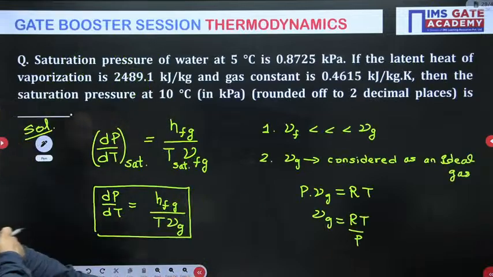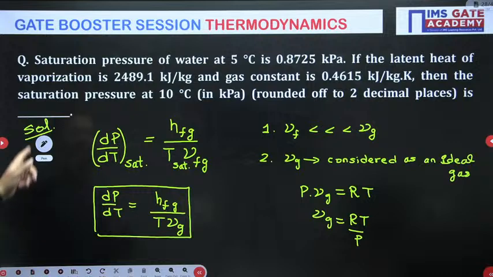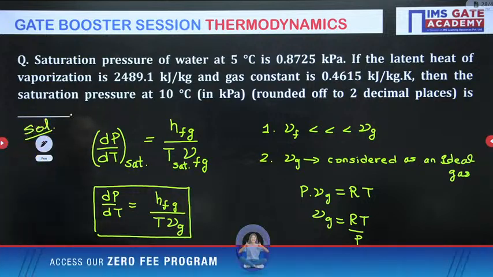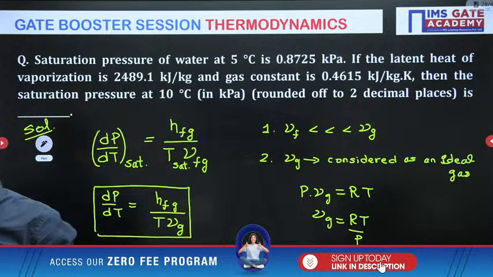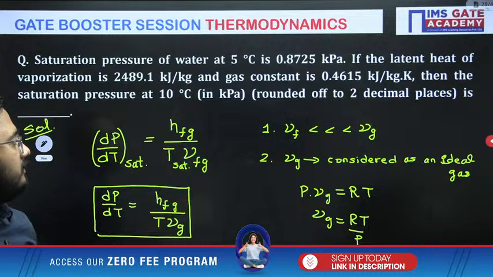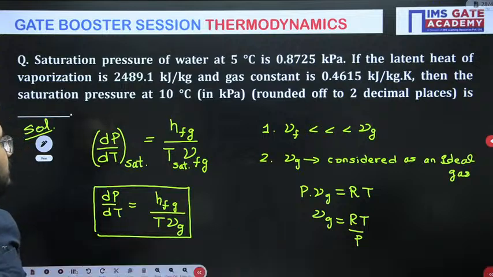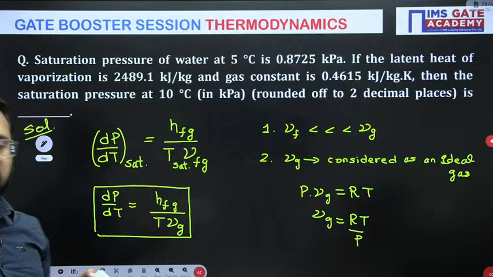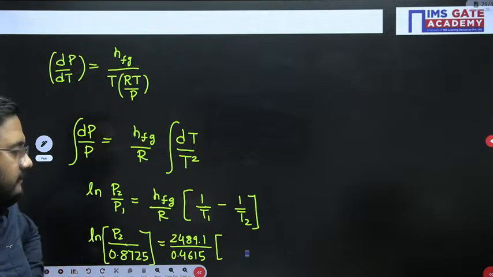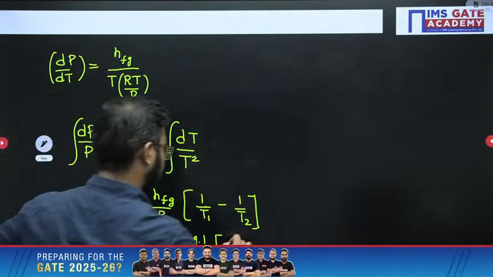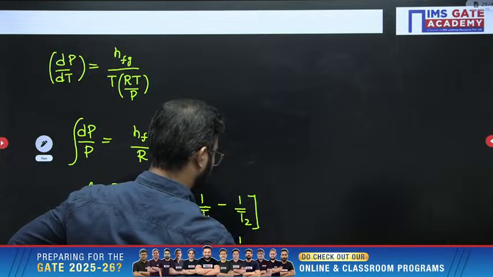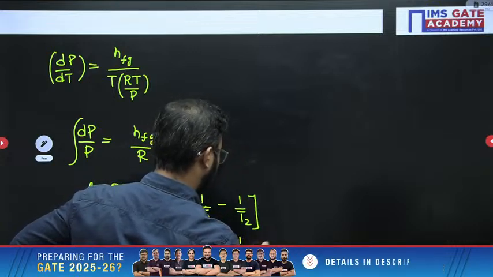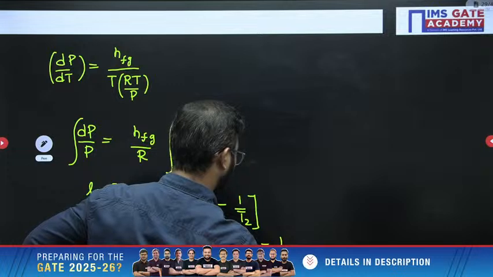The temperature initially is 5 degrees Celsius. Okay, it is 5 degrees Celsius. They have mentioned directly that we can use it here. Now tell me what will be your answer after this. 5 degrees and 10 degrees Celsius they have mentioned. Just put the values and tell me your answers. Here it is 278 and here it is 283.